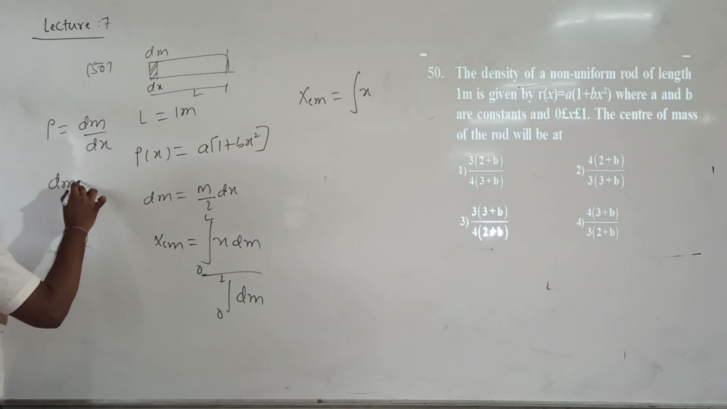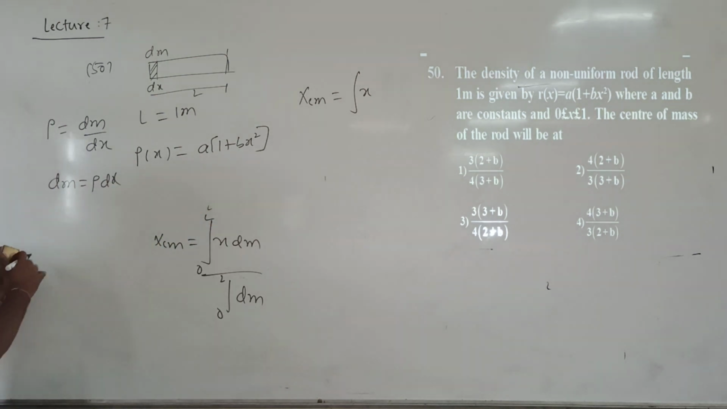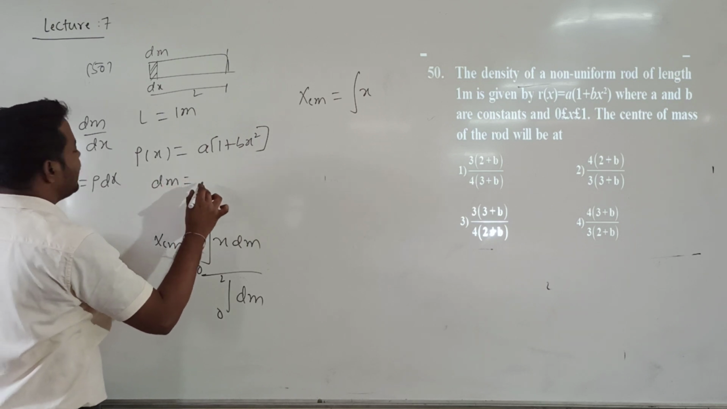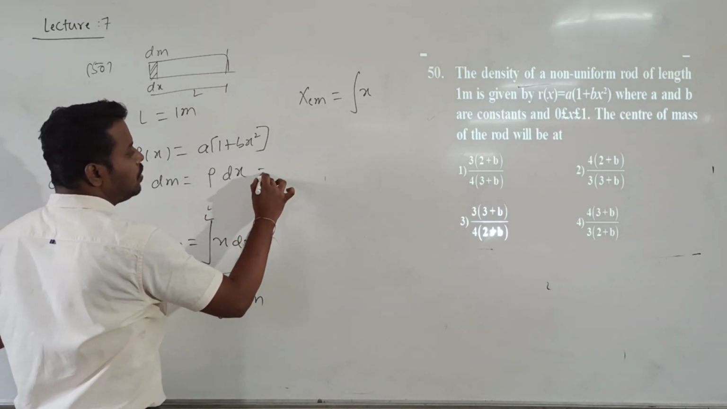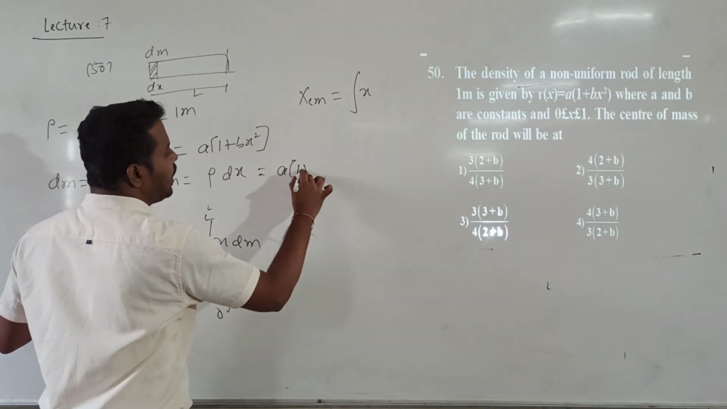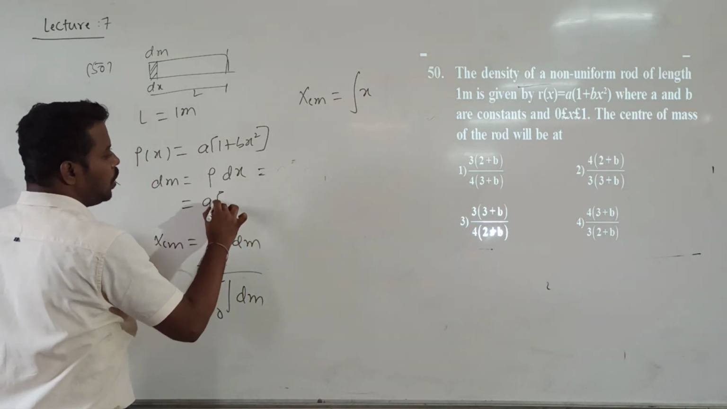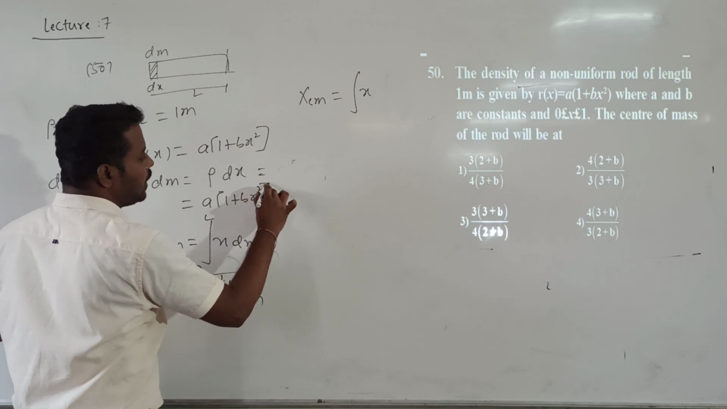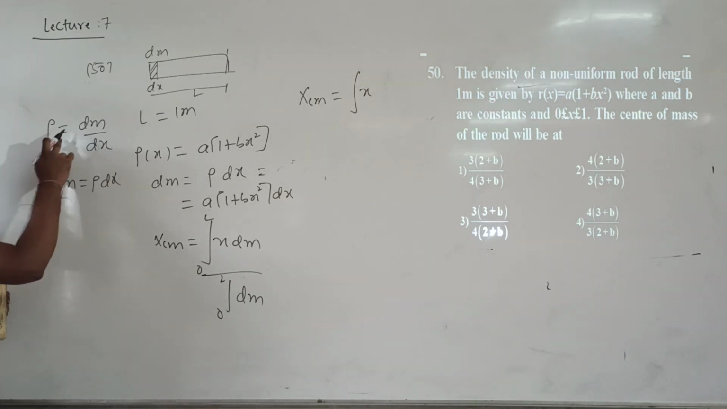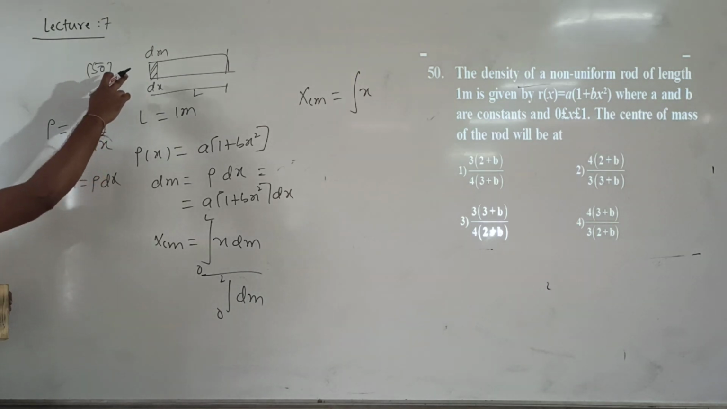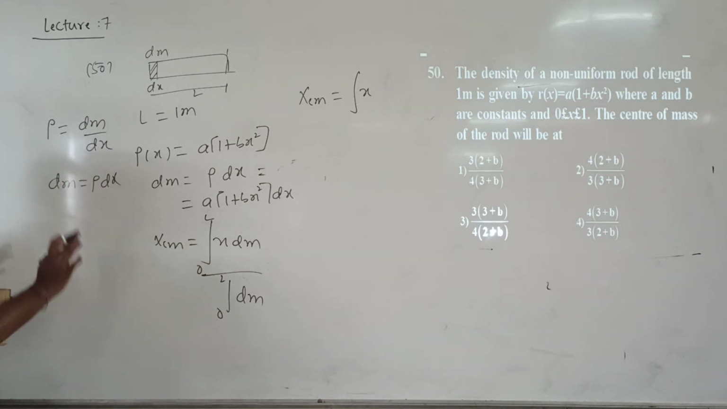So what is the value of dm? Rho into dx. Instead of writing this formula, I will write the mass of the element dm, because the density is given, dm is equal to rho into dx. So what is the rho value? a into 1 plus b into x square, into dx. Can I write that? Understood? Linear density is mass divided by length, that element mass dm, length dx. What happened to dm? Rho into dx.